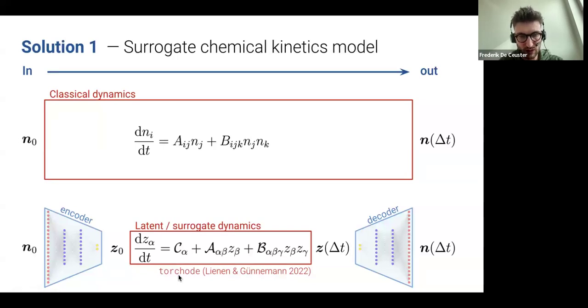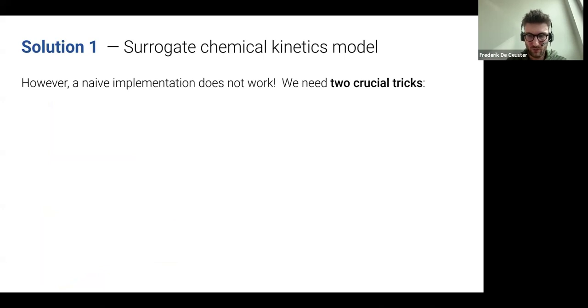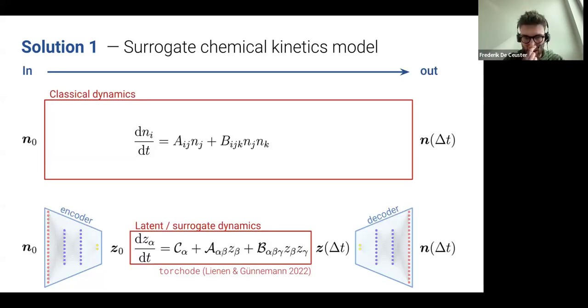For that, we use torch ODE, because that allows us to, at the same time, also train these coefficients. It's a differentiable ODE solver, which allows us to train for these coefficients at the same time. So if we have this latent dynamics, this will give us the point in the latent space at some time delta t, and then that can be decoded into the abundances at some later time delta t. Good. So that's the general idea of how we want to do this.